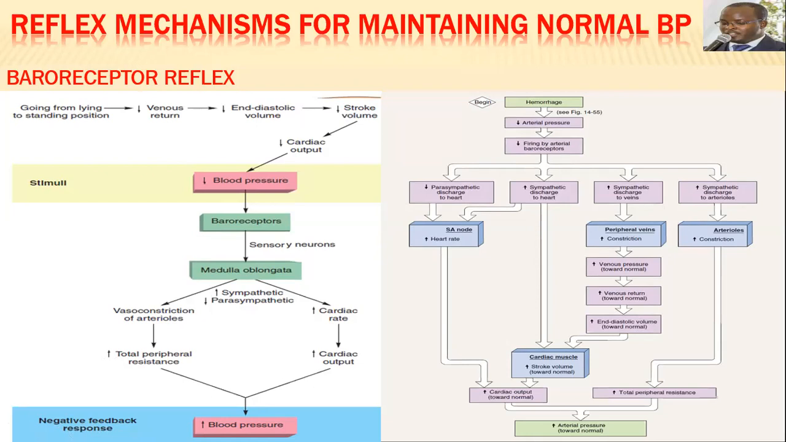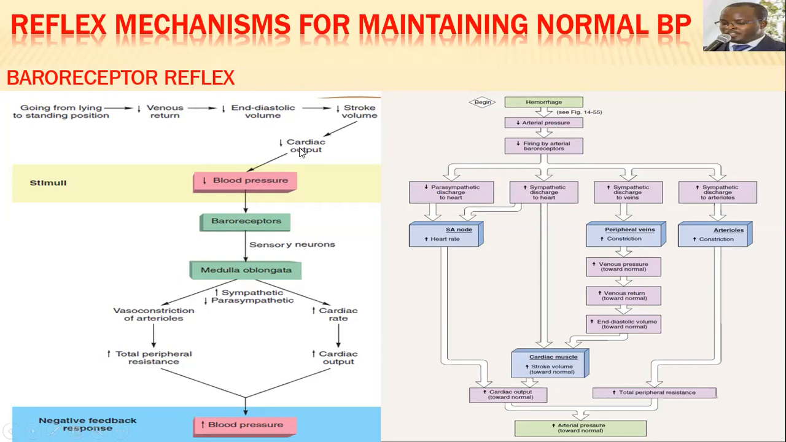When you are changing from lying down to standing position, there is a decrease in venous return. Why? It's because of the gravitational force effect on the venous return. We say that much of the blood will be accumulated within the dependent limbs. So the extremities, the legs and the hands, that's where blood will be accumulating. So that will result in a reduction in venous return. When you have a decrease in venous return, you're going to have a decrease in end-diastolic volume. You're going to have a decrease in preload. A decrease in end-diastolic volume will result in a decrease in stroke volume. That will result in a decrease in cardiac output.